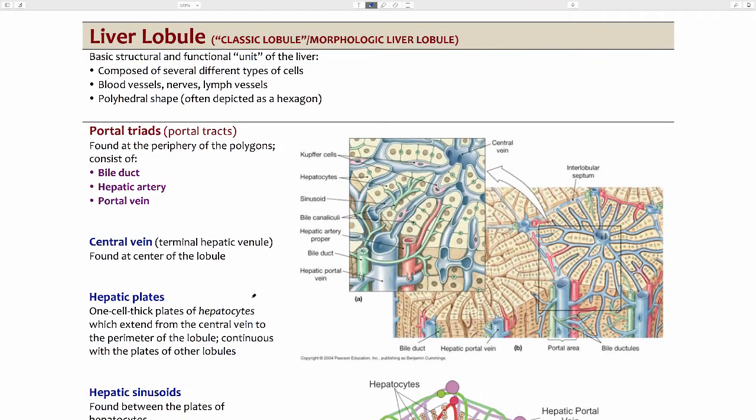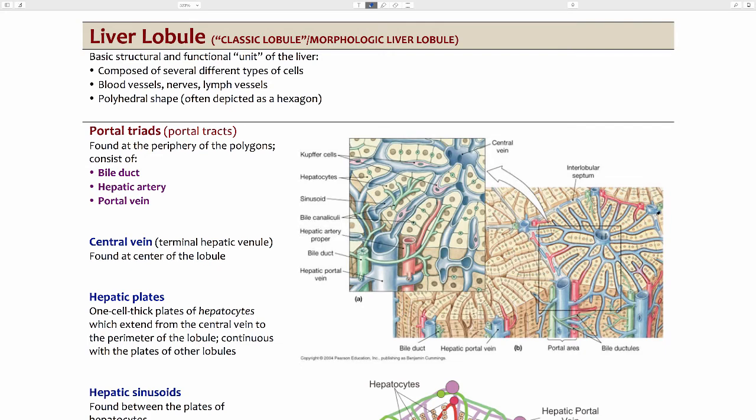Now, morphologically, there is a basic structural or functional unit of the liver made of many, many different types of cells, as well as blood vessels, nerves, and lymph vessels. And it has a classic hexagonal or polyhedral shape. And this is called the liver lobule. So let's look at one of these liver lobules. Here's one right here. All these little dots are actually cell nuclei, so these are all cells. These are different types of cells that we have in here.